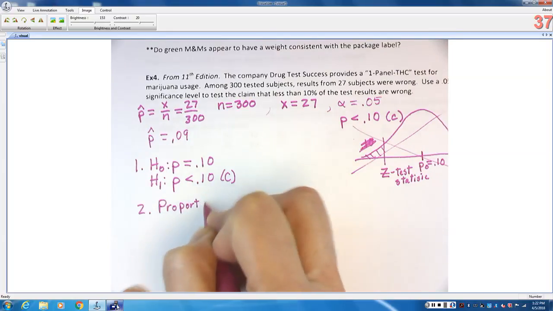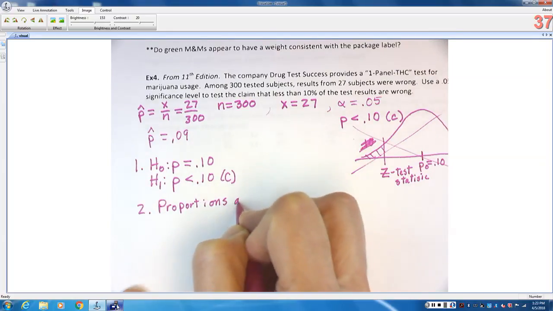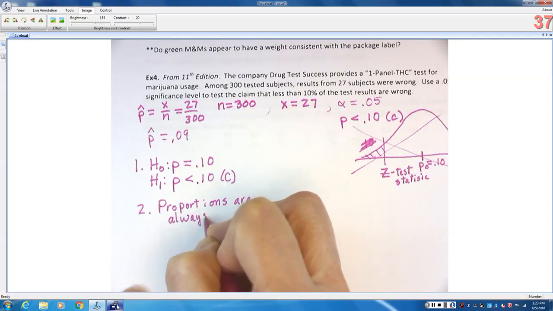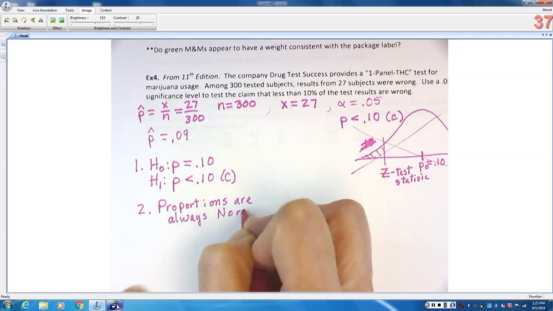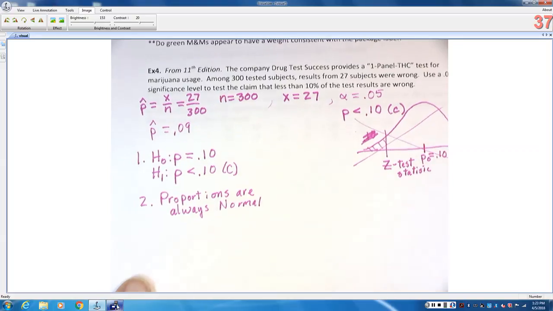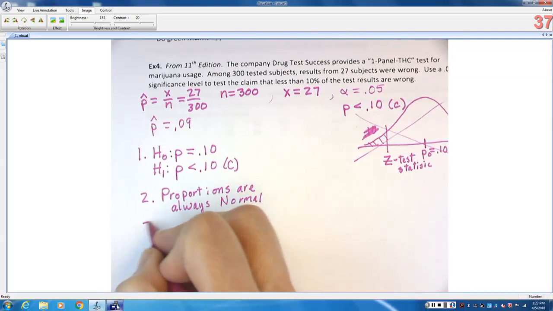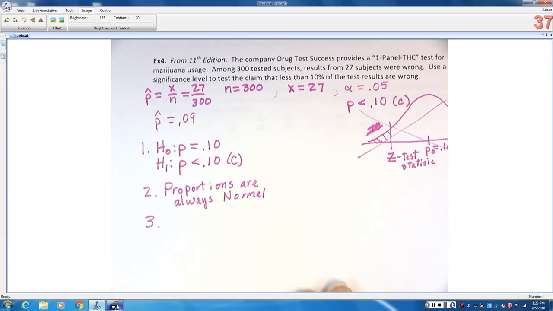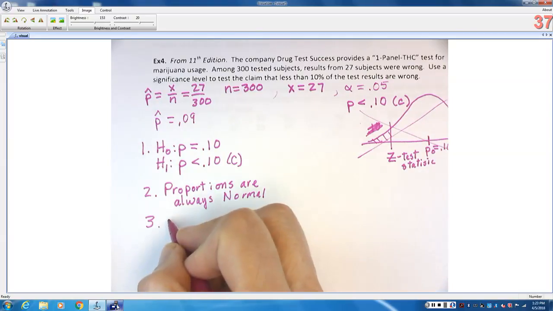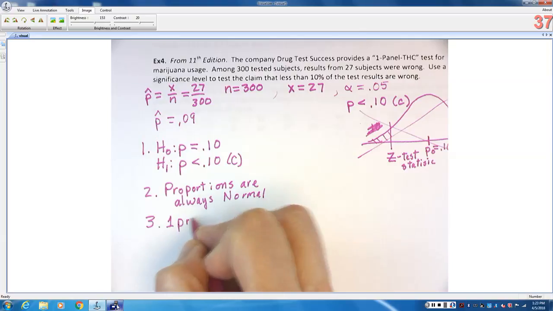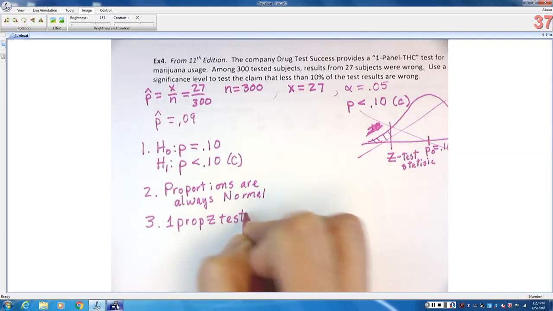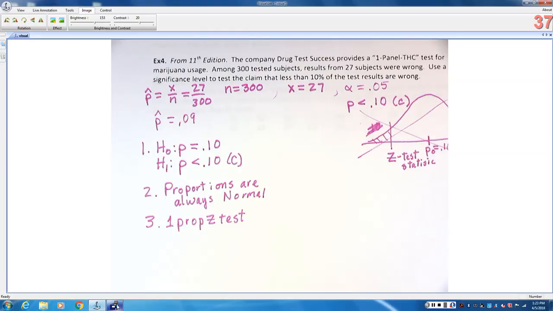Number 2, proportions are always normal. So you can just write normal here for number 2. Number 3, we're going to do a 1 proportion z-test. Okay.